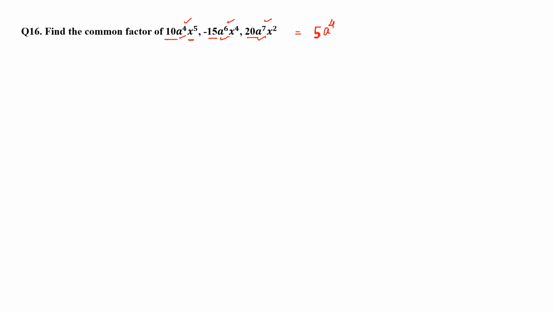Now same way you see the variable x is also present in all the three, isn't it? And the lowest power of variable x is 2. You can see here it is 5, 4 and 2. So the lowest is 2. So this is your common factor: 5a to the power 4 and x square.